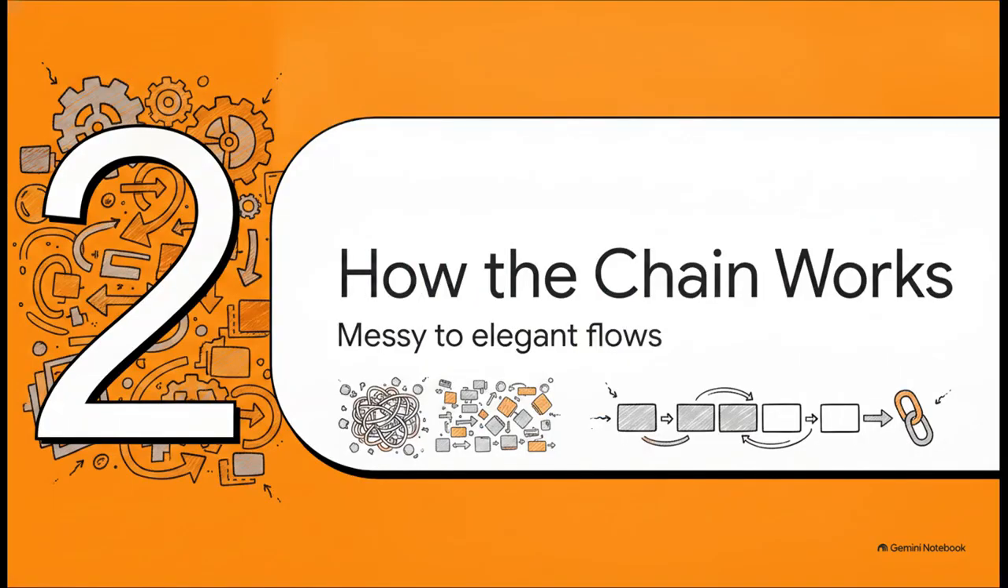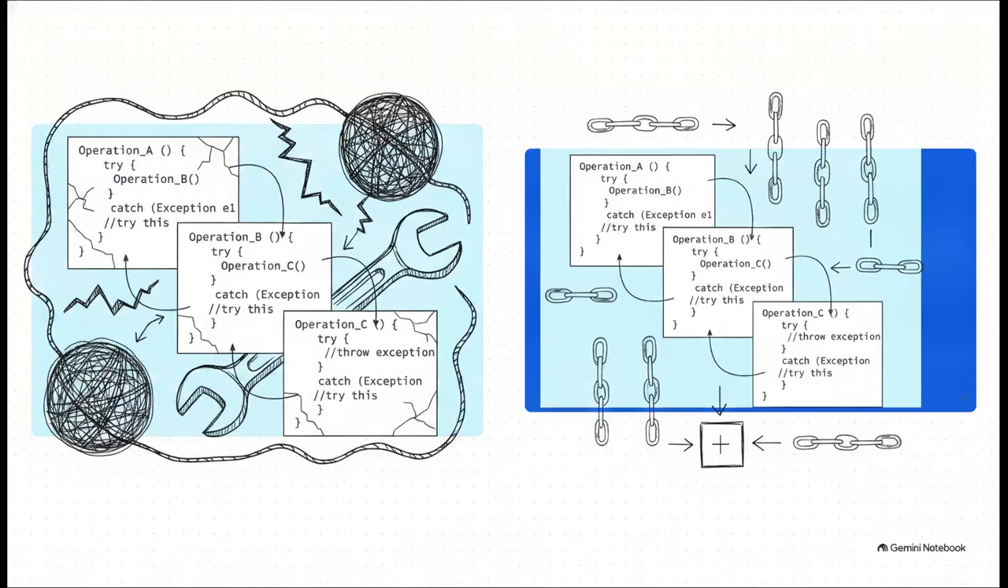Moving to Section 2, how the chain works, from messy code to elegant flows. Let's look at the exact software headache we're trying to cure here. If you've been coding for a while, this anti-pattern probably triggers your fight or flight response. We are looking at tightly coupled, nested try-catch operations. Operation A tries something, catches an exception, and explicitly calls Operation B. Then B catches an exception and explicitly calls Operation C.